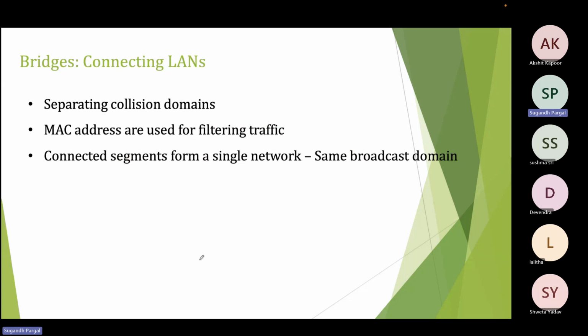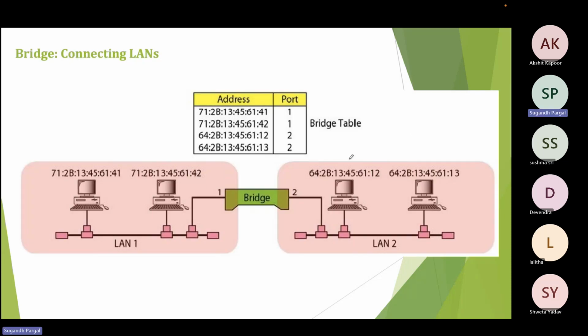Then bridges are for connecting LANs. They help in separating collision domains, and MAC addresses are used for filtering traffic. It connects segments from a single network and the same broadcast domain. So these are the broader ideas that we have already discussed earlier.